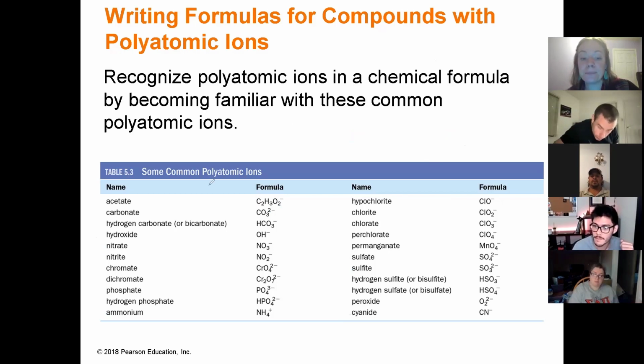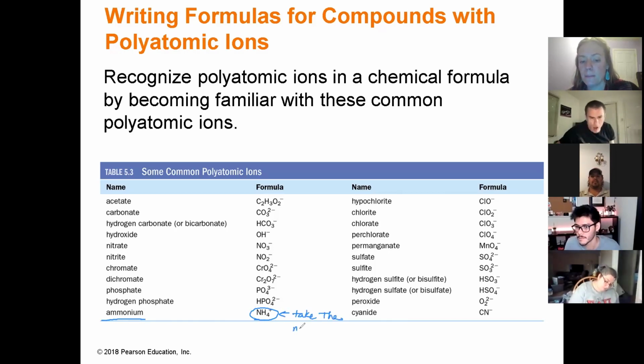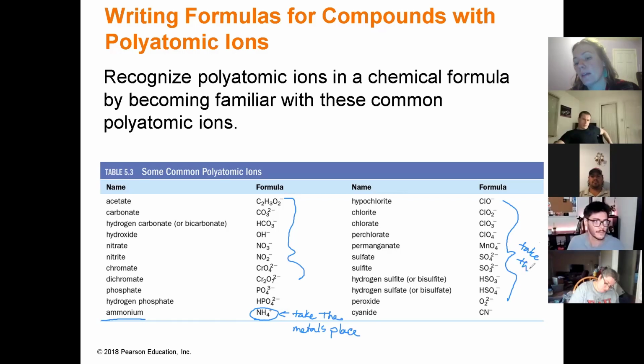So let's talk about flip-flopping. If we are going to combine these, do you guys see how every one of these has a negative charge? Except for ammonium. Ammonium has a positive charge. So ammonium is the one that will take the metal's place. All the rest of them, because they have a negative charge, will take the non-metal's place.